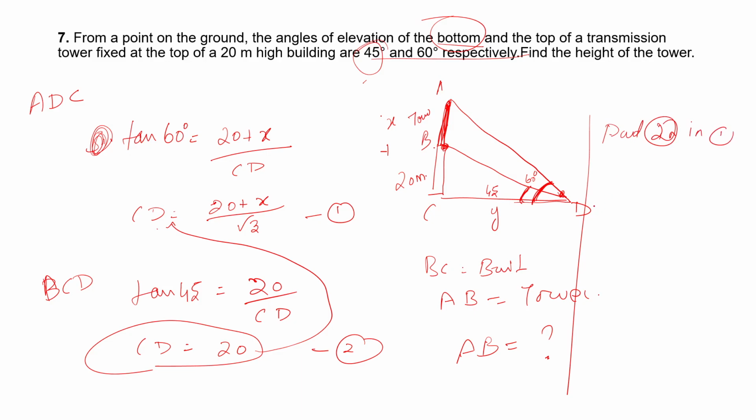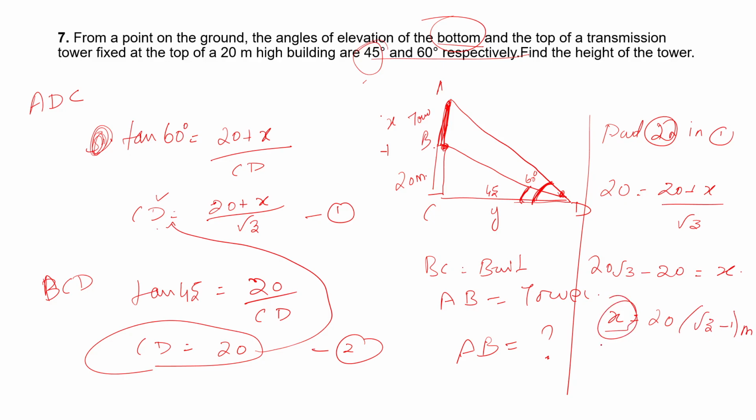So the CD value will become 20. I am substituting here: 20 is equal to 20 plus x divided by root 3. So 20 root 3 minus 20 is equal to x. So x is equal to 20 into root 3 minus 1 meter. So what is this x? X is nothing but the height of the tower AB. So you have to complete writing: height of the tower is equal to 20 into root 3 minus 1 meter.